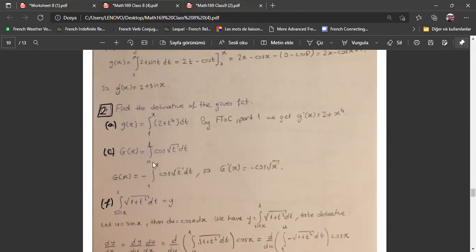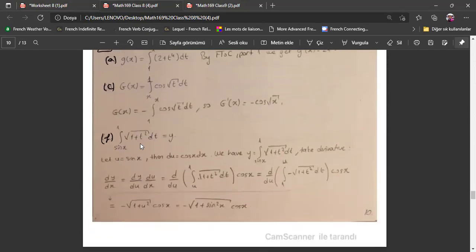You see we have x below, and a constant above, so we cannot apply the theorem directly. Cosine square root of t is always continuous, but we need to make some change here. If we multiply it by -1, we will get this integral as we want to apply the theorem. So now we can take the derivative. G prime of x is then equal to this, right?